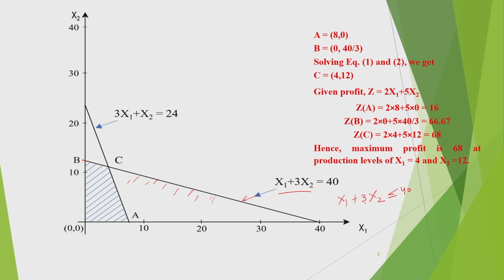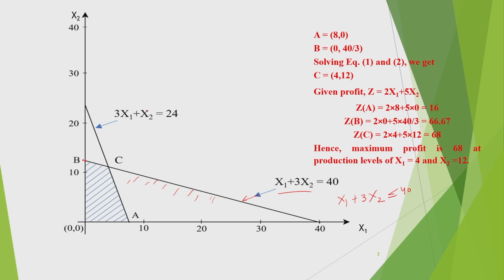Because suppose you put x1 is equal to 0 and x2 is equal to 0. So, 0 plus 0 is less than 40. So, this is feasible. Therefore, 0 and 0 should be on this side. Also, suppose x2 is 0, x1 is equal to 40, anything less than 40 will also be acceptable. Suppose x1 is 35, it is satisfying, and x2 is 0. So, it is satisfying everything. So, you have to be this side.